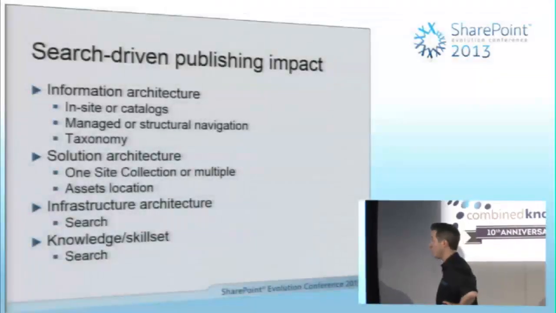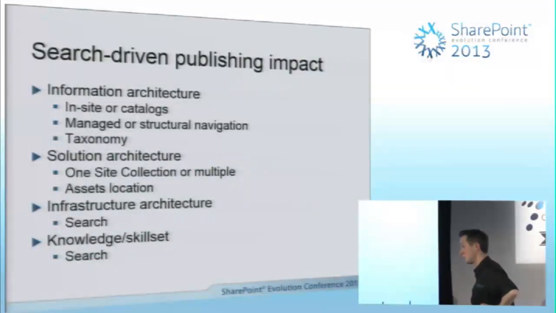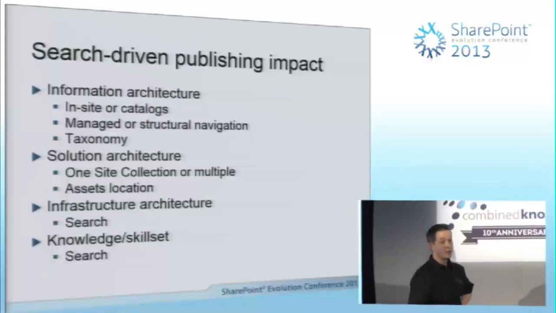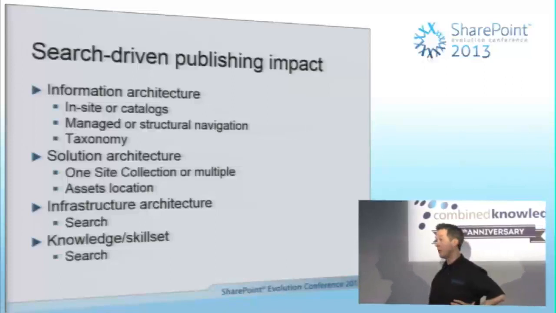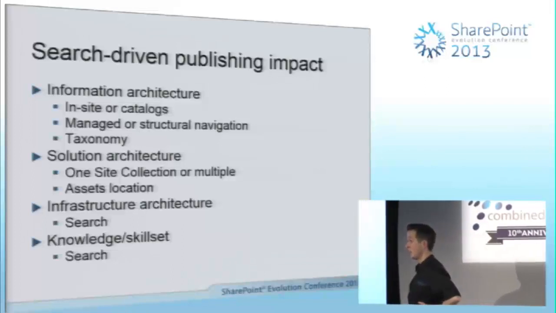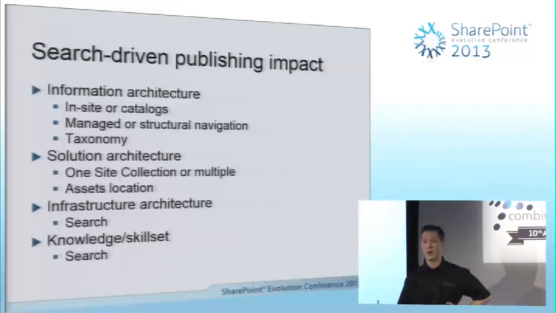Either way, that should be one of the very first choices in your engagement or in your project. Why? Because of its impact. Whether you are going to use search-driven publishing or not determines how you are going to structure your information architecture. The first question that you will have to ask yourself is whether you are going to store all of the content within the same publishing site or whether you are going to use separate catalogs. And if so, where in your environment they are going to be stored and what the content publishing process is going to look like.